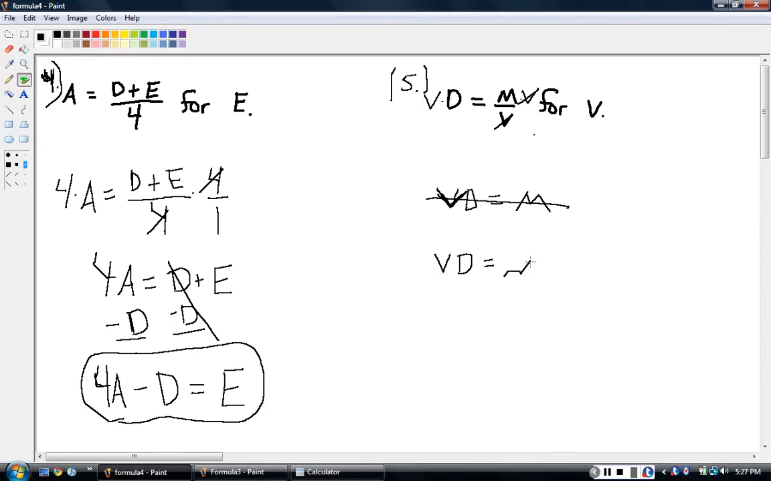Now, I always want to keep in mind what I'm solving for. I'm solving for V, so I got to get rid of the D. What do I do? Add, subtract, multiply, or divide? Because it's multiplication going on here, I got to divide, right? Divide both sides by D to get V by itself. And then my final answer should look like this. V equals M divided by D. And then I'm done.